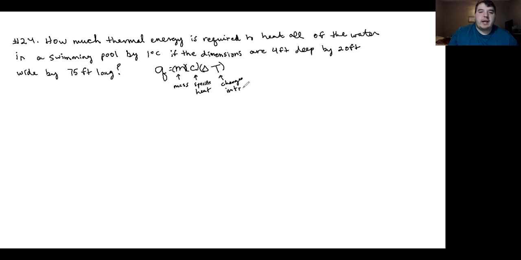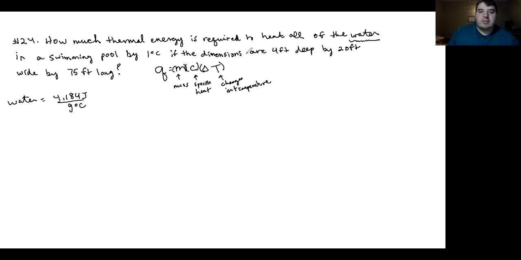So let's consider the facts of what we've got here so far. Well, we don't know a mass. We've got to figure out the mass. Do we have a specific heat? Well, we're talking about water here, so water has a specific heat. Water's specific heat is going to be 4.184 joules divided by grams times degrees Celsius. So this is the specific heat of just regular water.